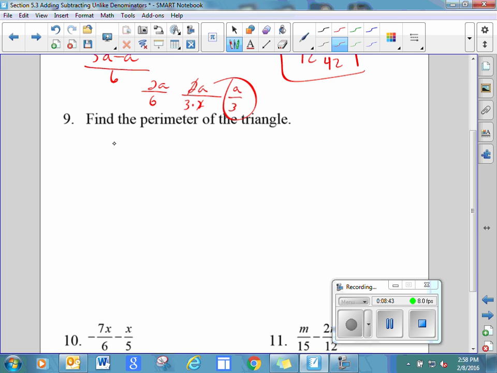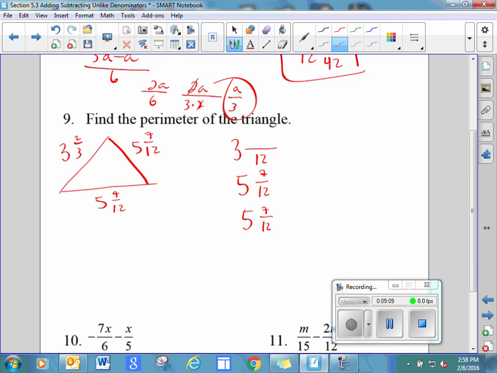But you have a triangle, and I think the triangle looks something like this. 3 2/3. One more shot of mixed numbers here. And 5 7/12. So we need to add these guys together. I will do it vertically, and 12 is the common denominator. So this is 5 7/12 and 3 2/3. We have to get from 2/3 to 12ths. 3 times 4 is 12, so 2 times 4 is 8.